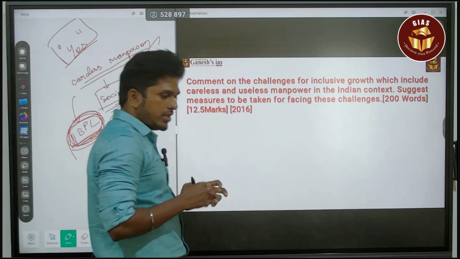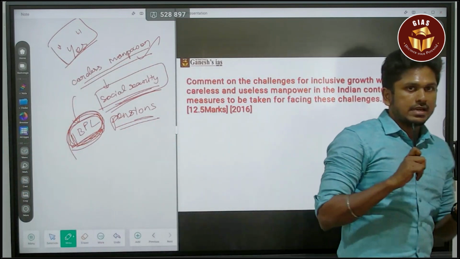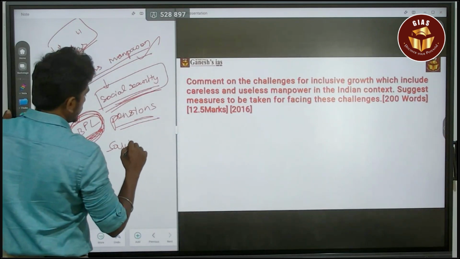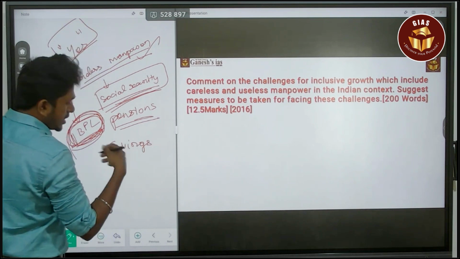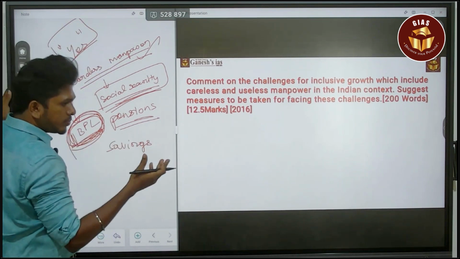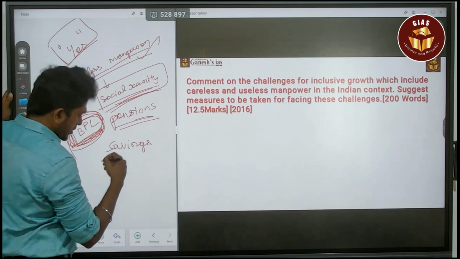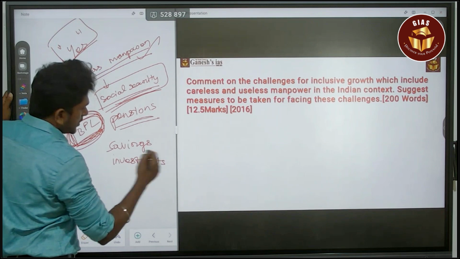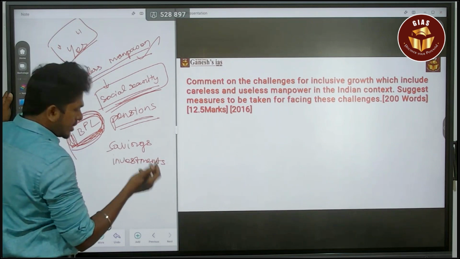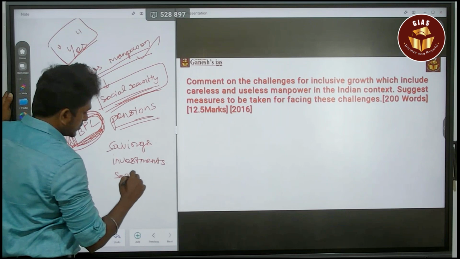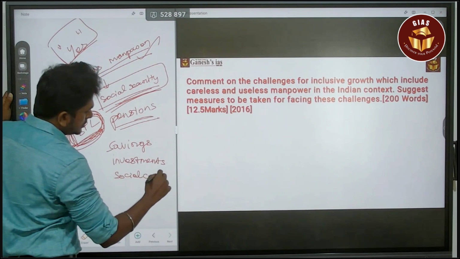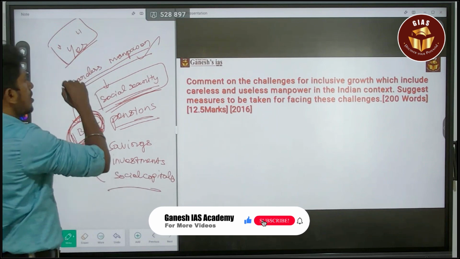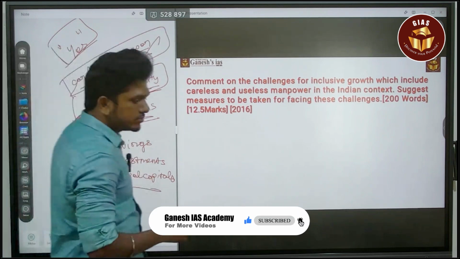Still, there is a lack of insurance penetration and also a lack of savings ideology. So people are not ready to save. They are consuming more than they are investing in their growth. For example, there is a lack of investments for the future. There is a lack of spending on social capital. Social capital means health, education, skill. They are not ready to spend on that. So all these things are called careless manpower.